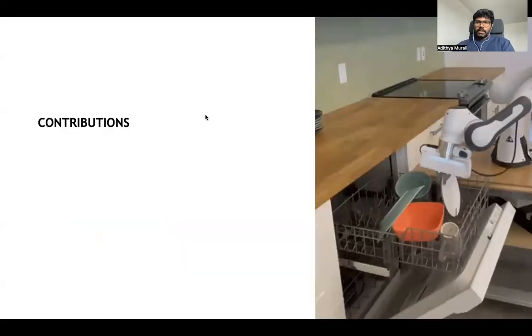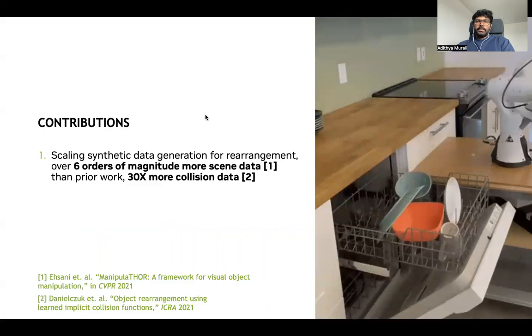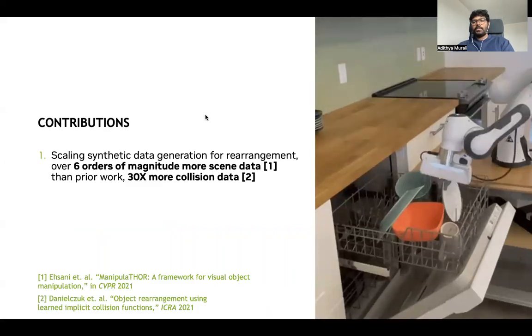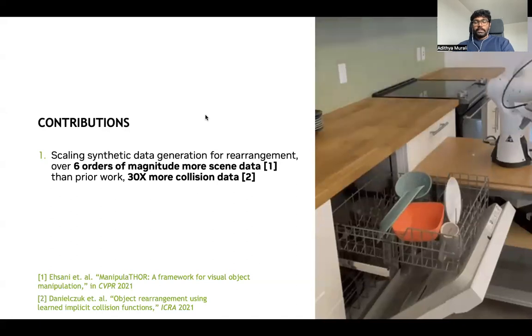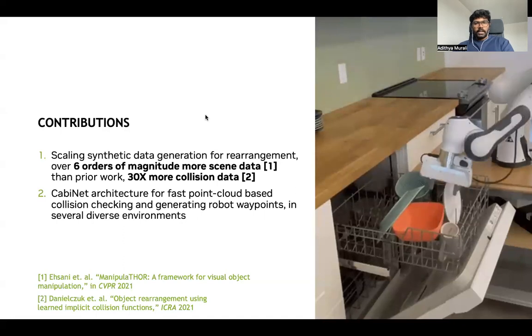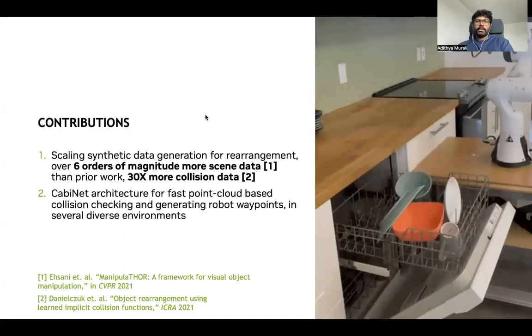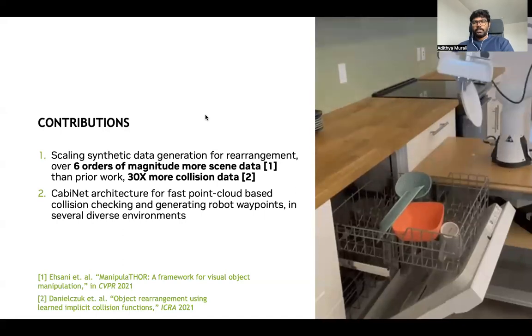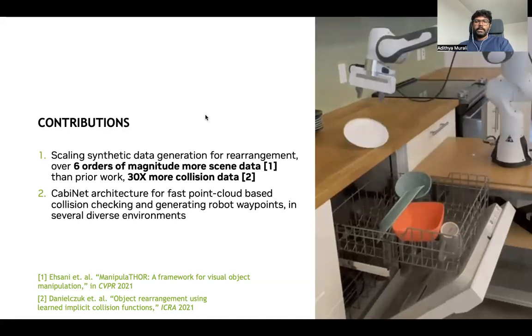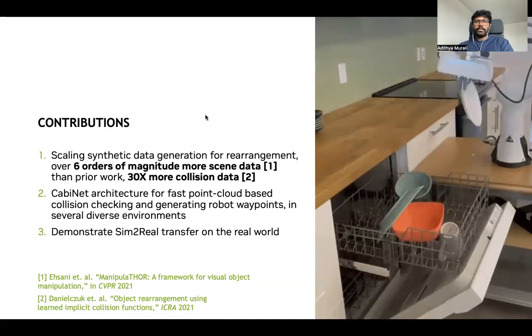In a nutshell, here's our contributions. We first scale up synthetic data generation for rearrangement, which is multiple orders of magnitude more than prior work. With this large-scale data, we train our CabiNet architecture, which can be used in diverse environments for fast point cloud-based collision checking and also for generating robot waypoints for rearrangement. Finally, we demonstrate sim-to-real transfer to the real robot.